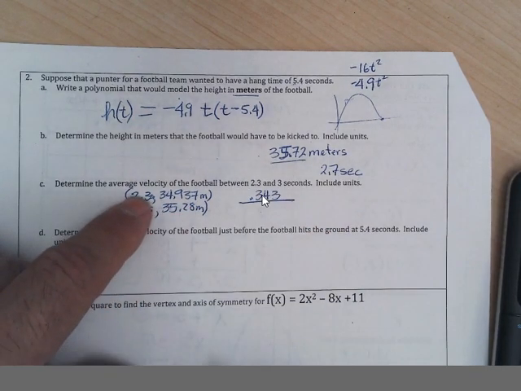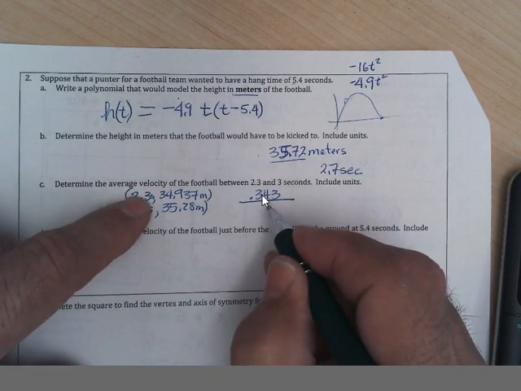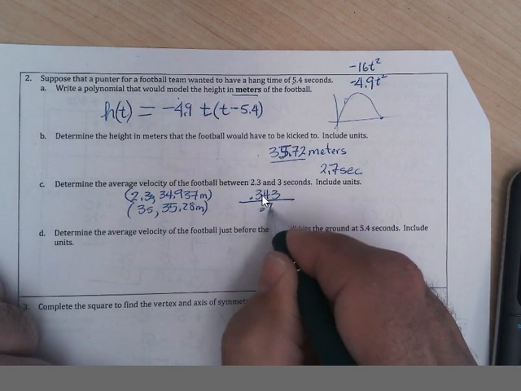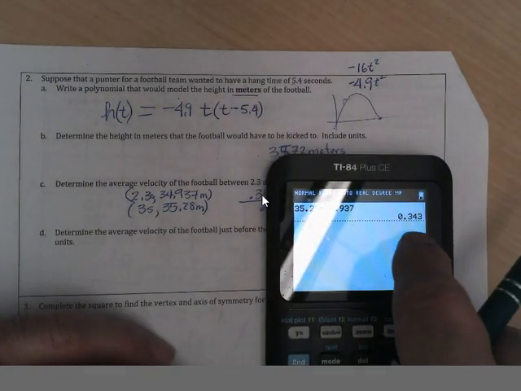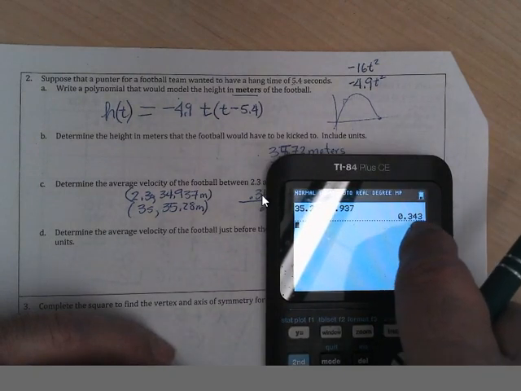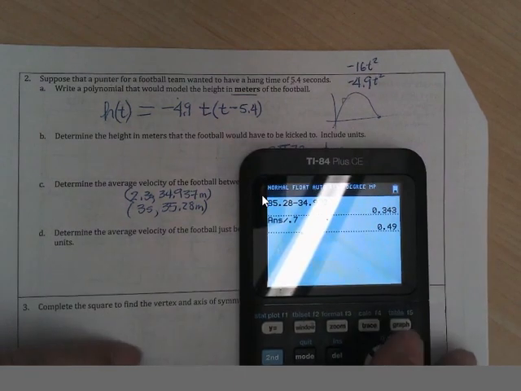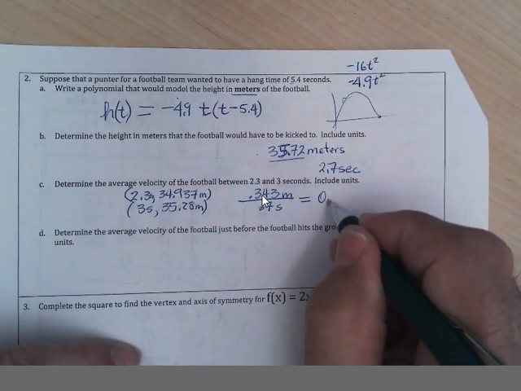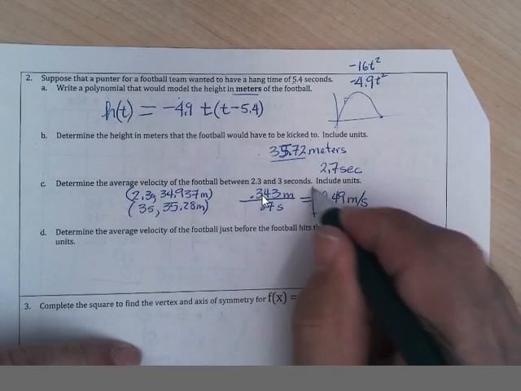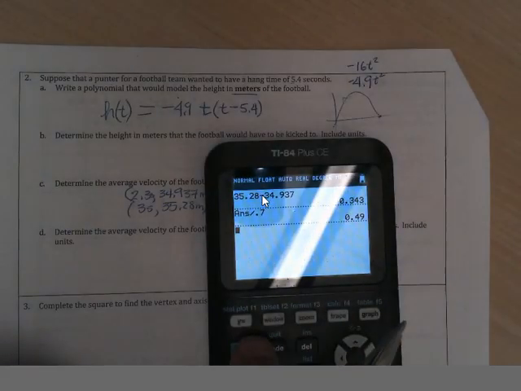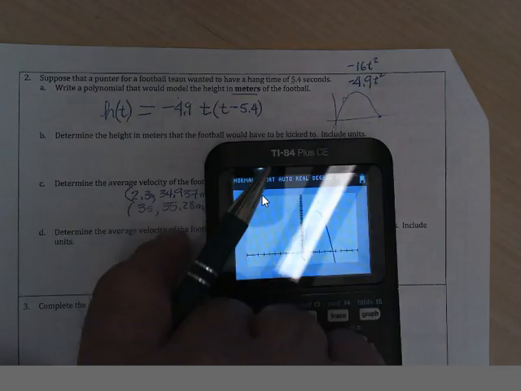Over what was the change in time? It went from 2.3 to 3, which is 3 minus 2.3, 0.7 seconds. So its speed is 0.343 divided by 0.7. So it was going 0.49 meters per second. And it's positive because it was still going up. It went from here to there, up a little bit, positive.